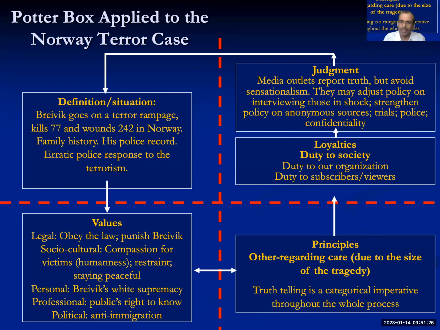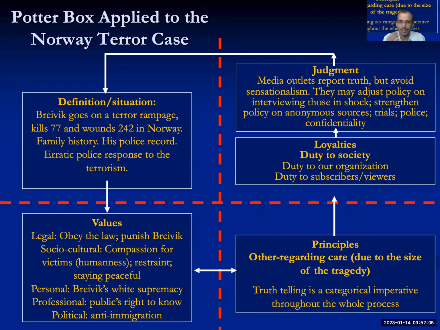And personal values: Breivik's white supremacy is the personal value. Professional value: the public's right to know. As a journalist, we have to. Political value, maybe anti-immigration or pro-immigration. This is political value. And now the principles; again, multiple principles are applied and loyalties are now checked. Duty to our organization, duty to subscribers and viewers, and as a journalist, duty to the government in a country where media are quite controlled. And then you can reach some kind of conclusion, judgment, decision.